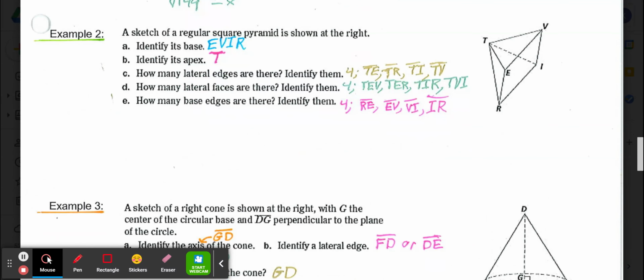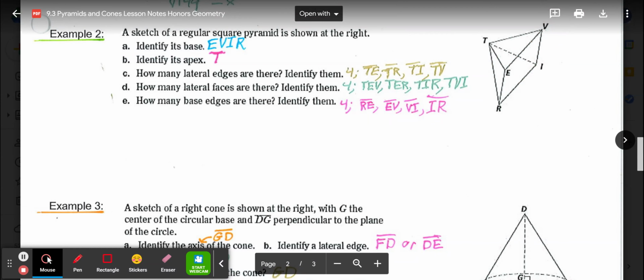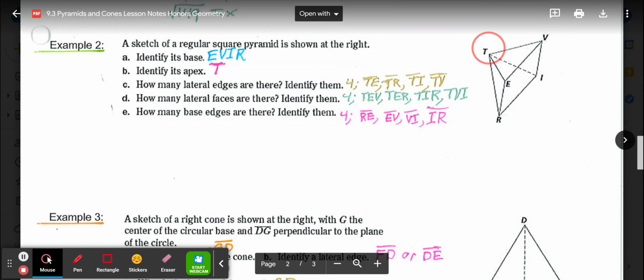Example 2 is asking us to use the sketch of the square pyramid to the right and identify some of our different vocabulary terms. So first, identify the base. The base would be our square, so EVIR. The apex would simply be T. Our lateral edges are any of the edges from the apex to the base. So we have 4 of them, which would be TR, TE, TV, and TI.